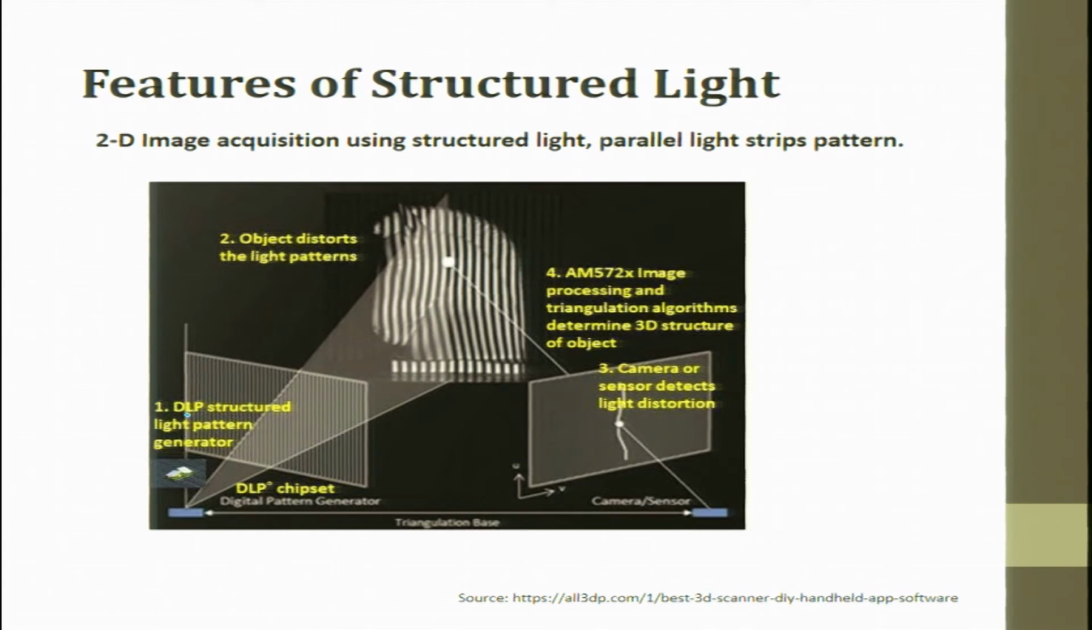You see a DLP structured light pattern generated. The light goes from here and the DLP pattern is generated, then the object distorts the light pattern, and the camera or sensor detects the light. Then image processing and the triangulation algorithm determine the 3D structure of the object. So this is how structured light works for non-contact scanning.